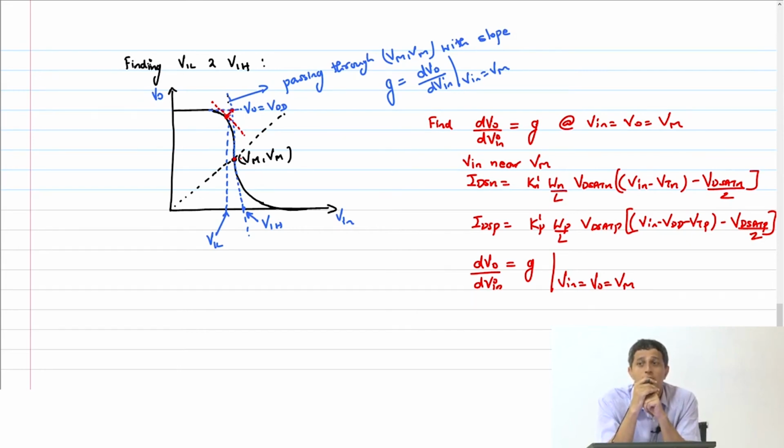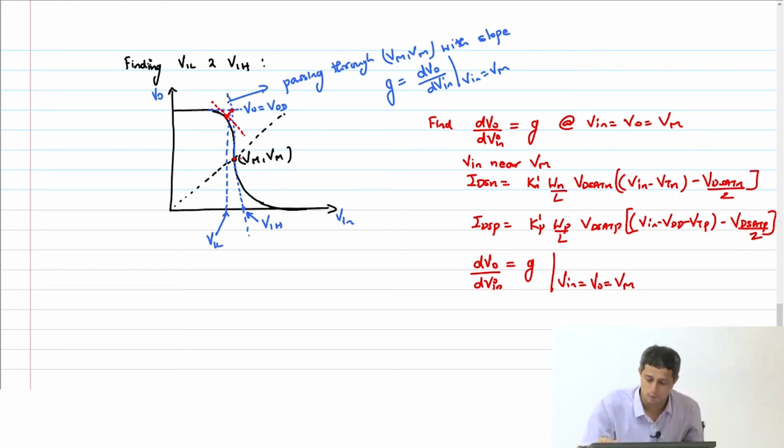Yeah? What's the issue? There is no V out. There is no V out in this, right? And therefore, if you do not consider the channel length modulation, you cannot get this exact expression. Okay, so we will come to what happens when there is no channel length modulation later.